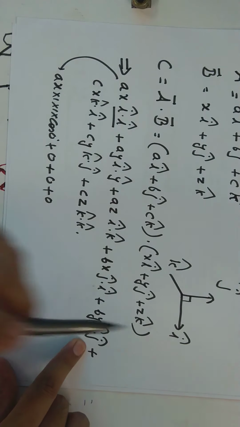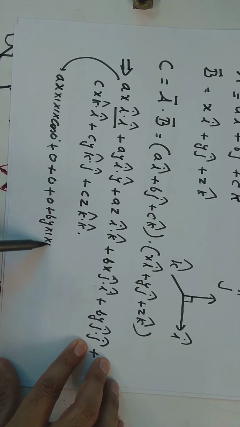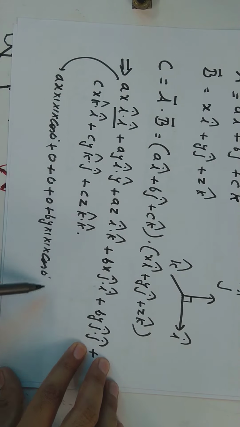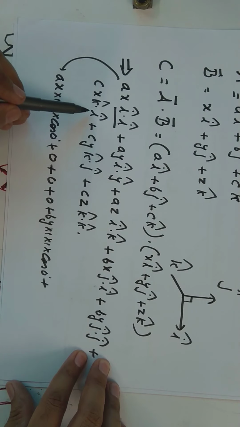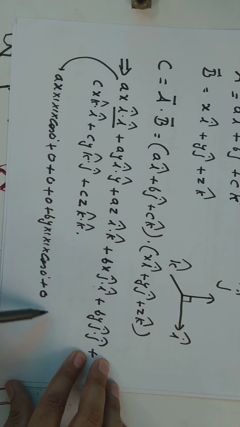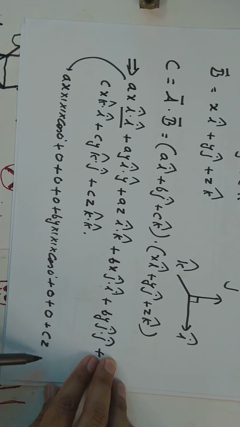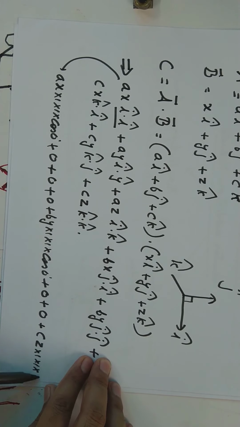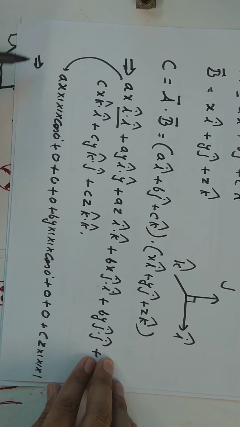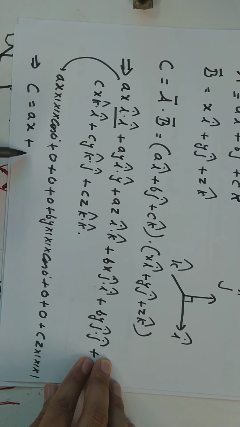j cap dot j cap, same direction, 0 degree angle. So it becomes b y into 1 into cos 0 degree, plus k cap i cap angle 90 degree, cos 90 is 0. k cap j cap, cos 90 is 0. k cap k cap angle 0 degree, cos 0 is 1. So it becomes c z into 1 into 1. So what I get ultimately is c is equal to ax plus by plus cz.